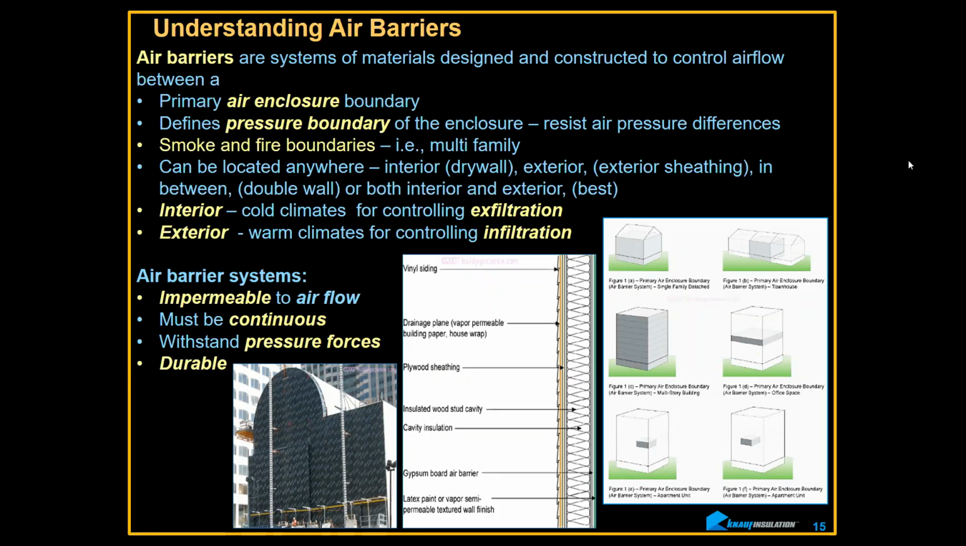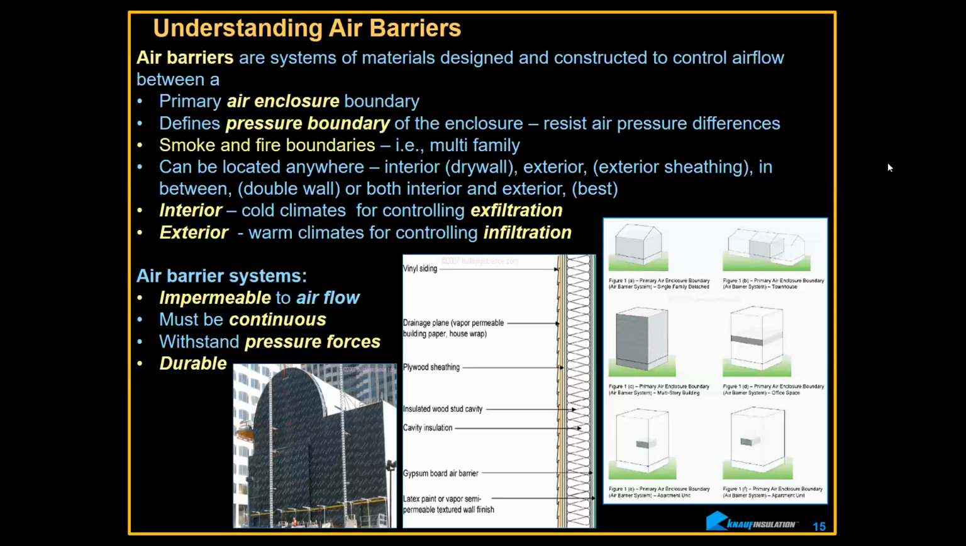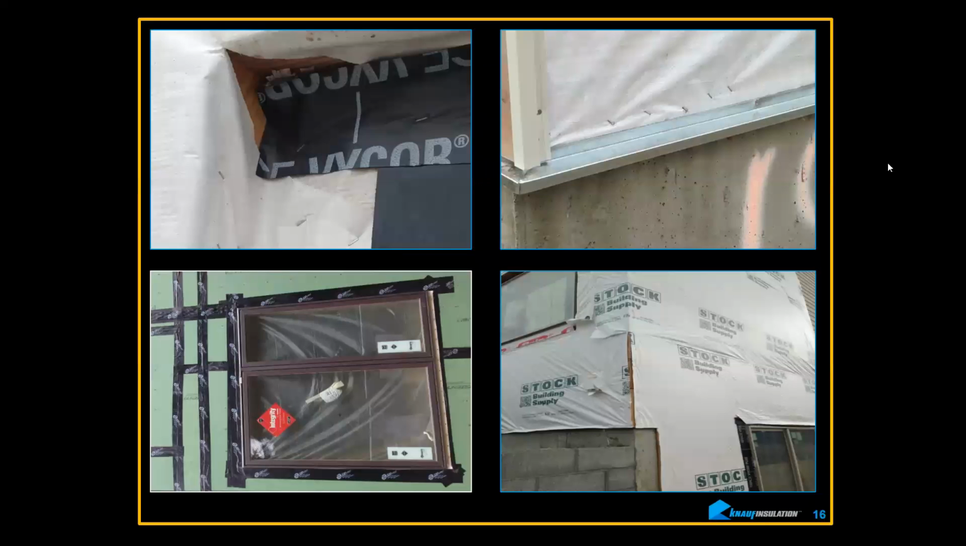So we can talk about this a little bit more down the road, but I just want to make sure that you understand that we're talking about airflow, and we're talking about two air barriers, one on either side of the wall assembly. So that's that one. These are some details that I really want you to take a look at and see what's going on.